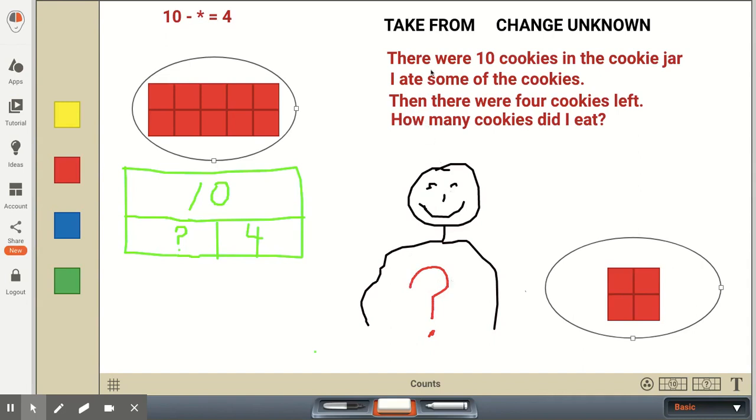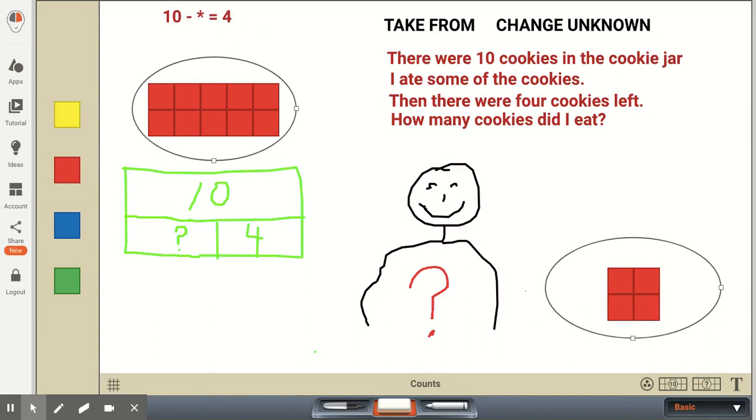So here's our problem. There were 10 cookies in the cookie jar. That would be our start. I ate some of the cookies. So that's the action, that's the change, and it's a subtraction problem. And the change will result in a number smaller than our start. So it's start of 10, change unknown, and the result is 4 cookies.